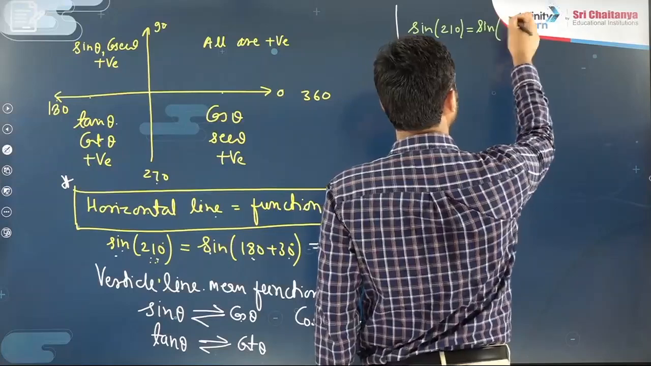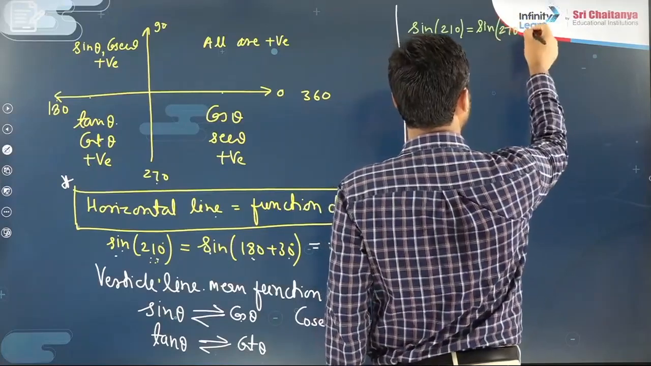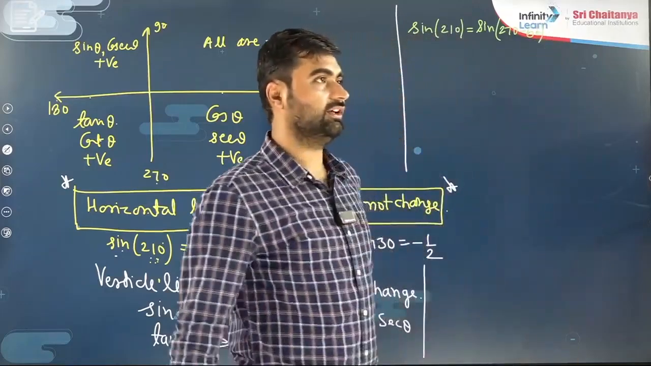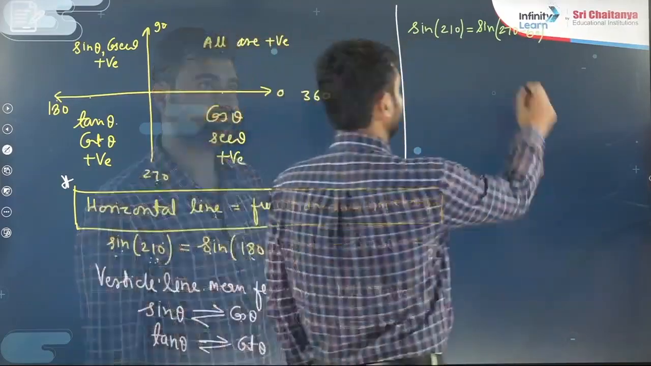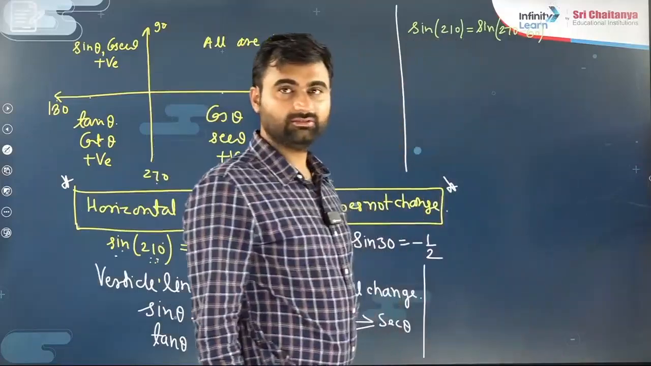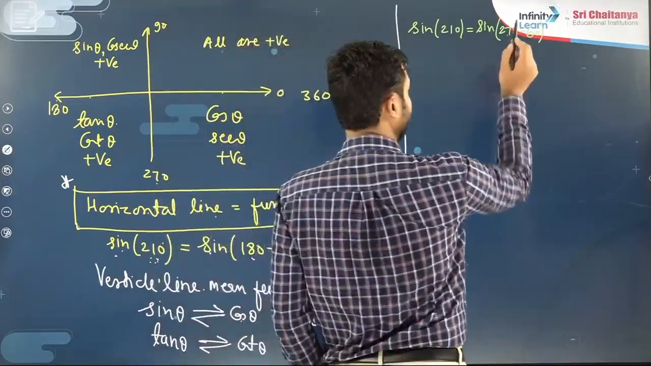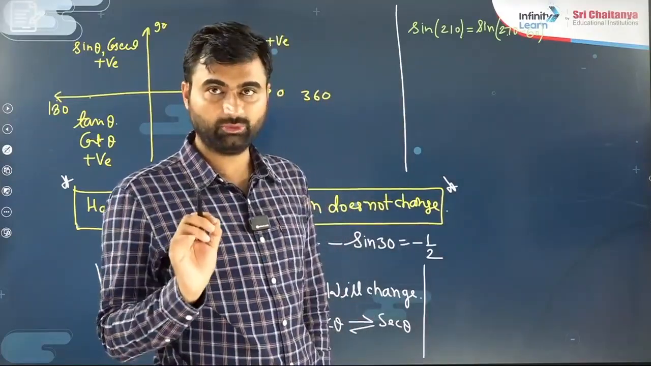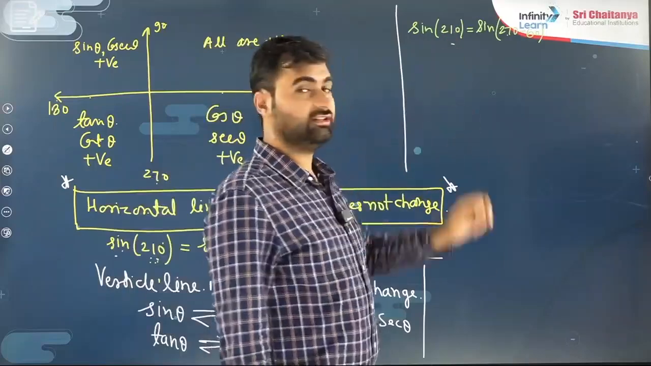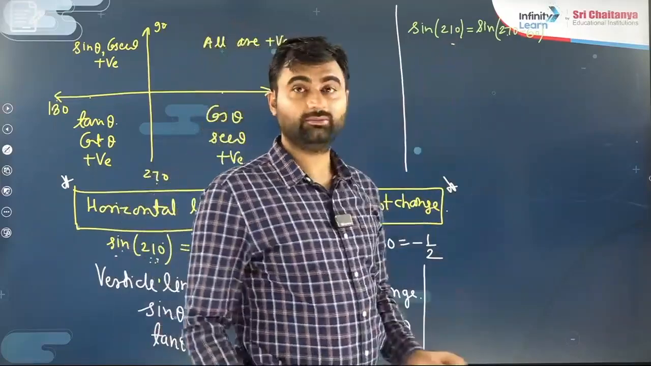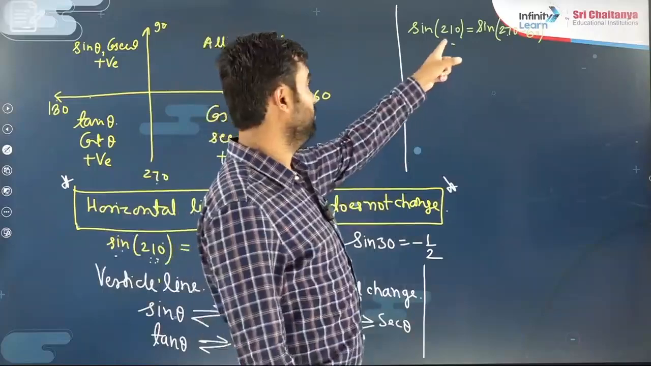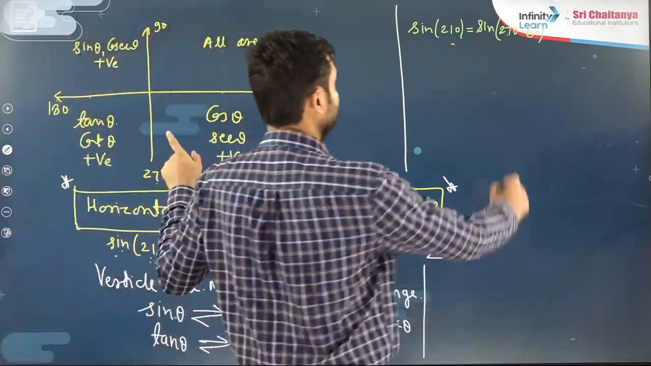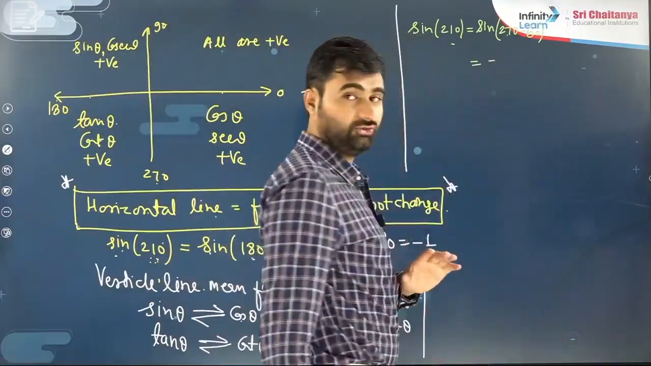Sin 270 minus 60 degrees. Is it clear? Sin 270 minus 60 is sin 210. Okay, so we use the vertical line. If we use the vertical line, then the sin function will convert into the cos function. First point. Second point, here you have to check whether sin 210 is positive or negative. Sin 210 is negative because it is in the third quadrant. So here a negative sign. Understood?